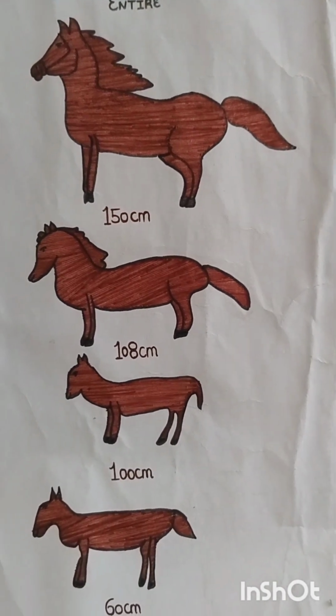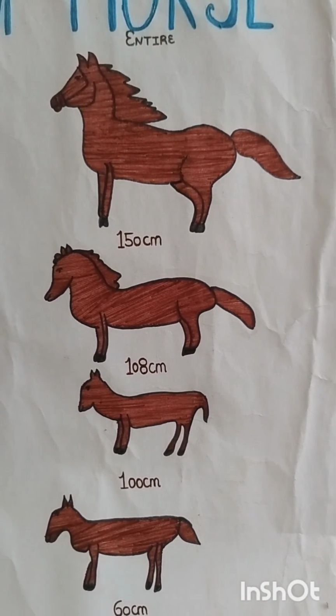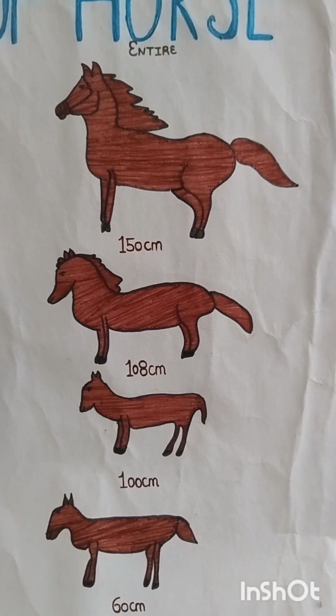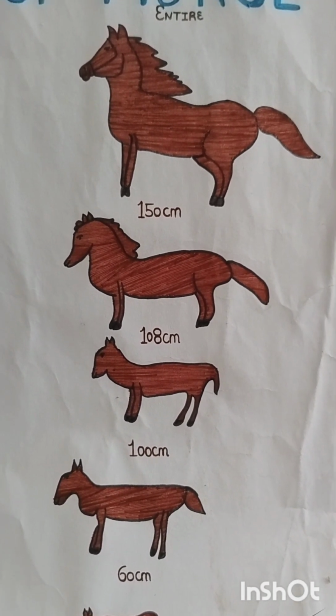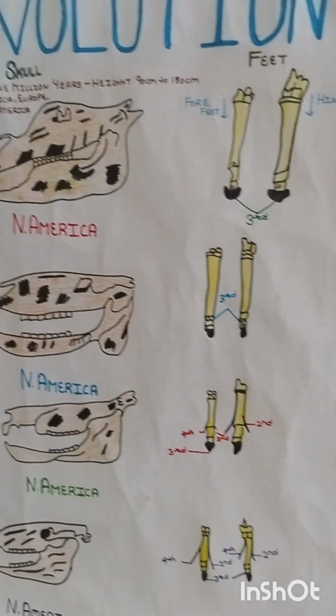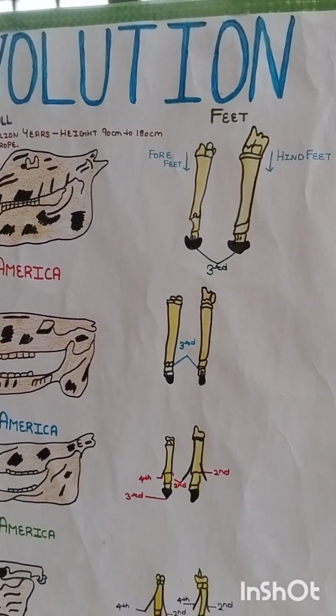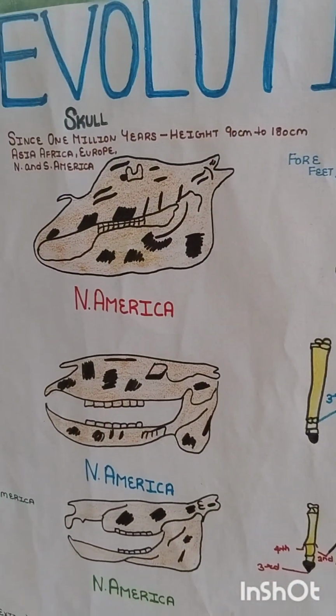So you can see the habits also change from the first one to the last one. Starting from Eohippus, the modern horse is now named Equus. So this is how you can give the evolution of the horse, and these are the models or charts submitted by the students of the second year class.